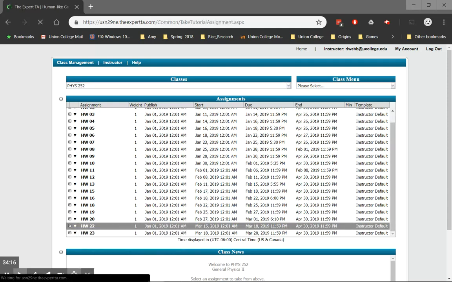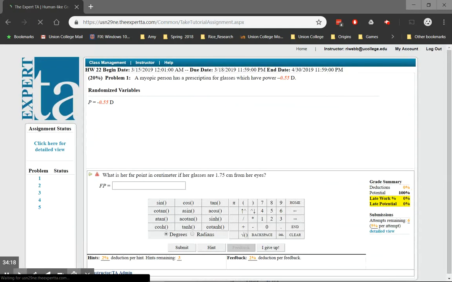Okay. In a second. So the first one you said? Yes. Okay, so we have a myopic person who has a prescription for glasses which have this power. What is the far point in centimeters?